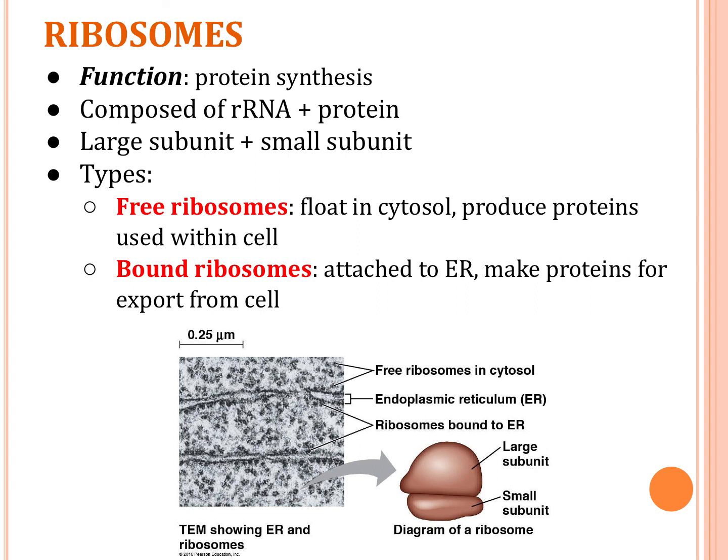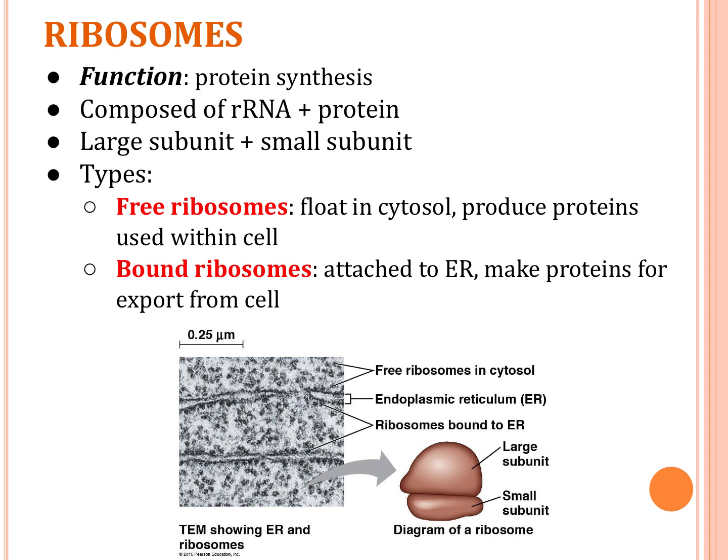So ribosomes, if they are floating freely within the cytosol of the eukaryotic cell, they are called free ribosomes, and generally the proteins that are produced from them are going to make products, proteins and enzymes that are going to be used inside the cell.